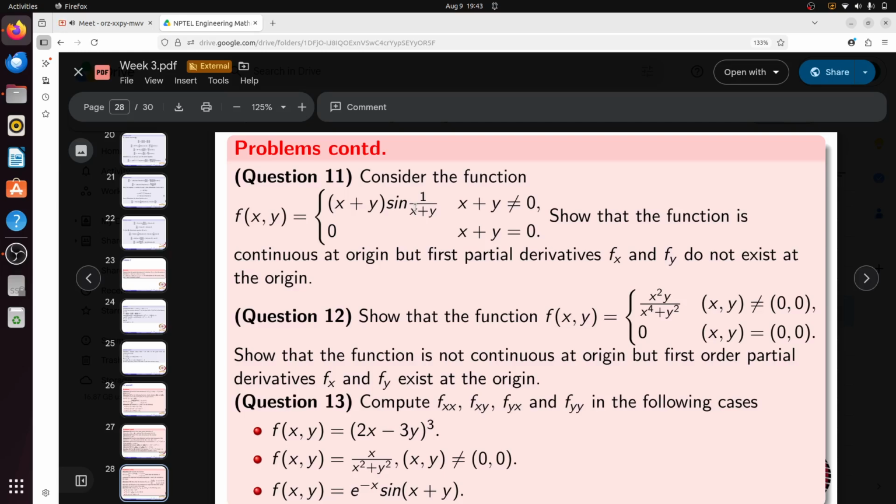I think if it is so, it will give you an oscillatory function, sine 1 by x type. As you go, it starts swinging hard, so that the function is not continuous at origin. So you take y equal to mx square, this parabolic curve, and you show that it is not continuous but the first order partial derivatives fx and fy exist at the origin.